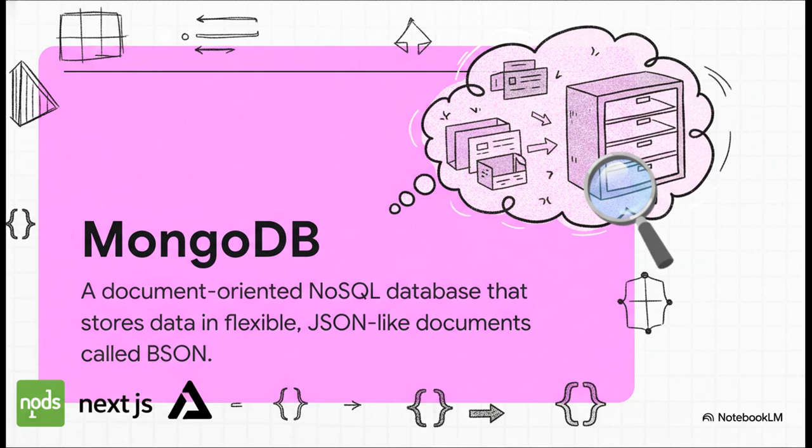The best way to think about it is like a super flexible digital filing cabinet. Instead of rigid tables and rows, it stores your data in documents that look almost exactly like the JSON you're already writing. It makes it a completely natural fit for any JavaScript project.